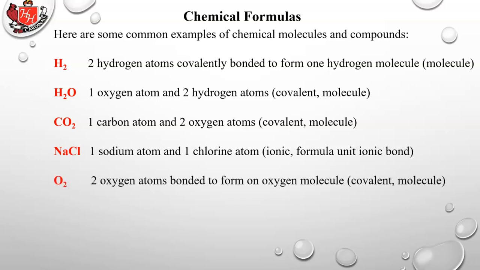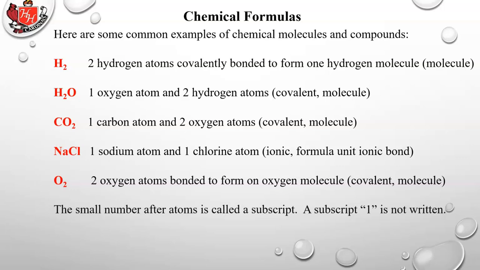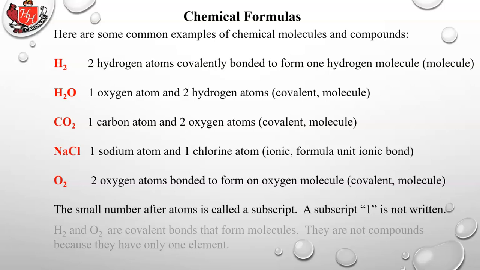O2, two oxygen atoms are bonded to form an oxygen molecule. That's a covalent bond, and it forms a molecule. The small number after the atoms is called the subscript. A subscript of 1 is not written. So remember that term. Learn that term subscript so you know what it means.